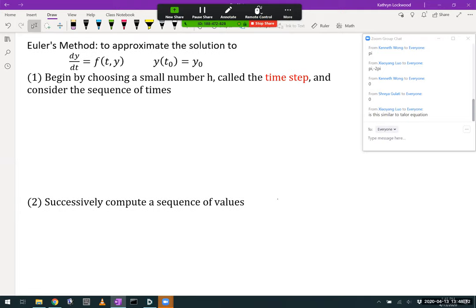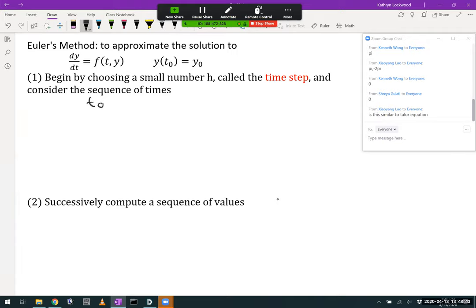All right, so let me give you the formal way that it goes. For Euler's method, in order to approximate the solution to dy by dt equals some function f of t and y with the initial condition y of t naught equal to y naught, you start off by choosing a small number h that's called your time step. So that's how long you want to go in between each point where you stop and recorrect. And you get a sequence of times.